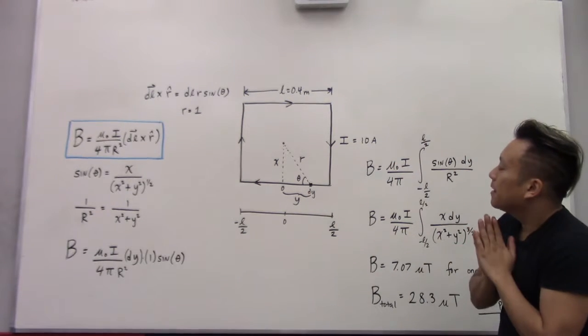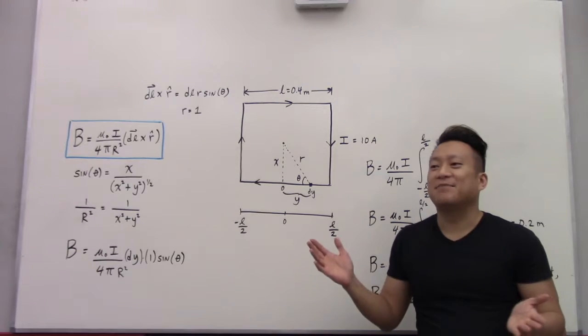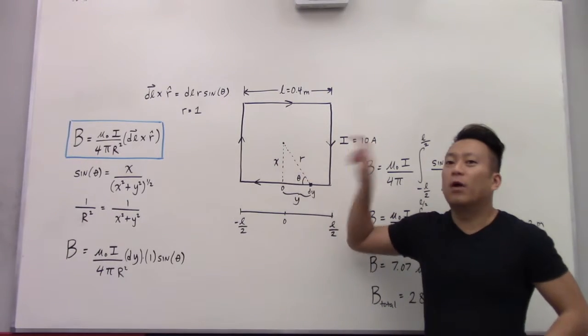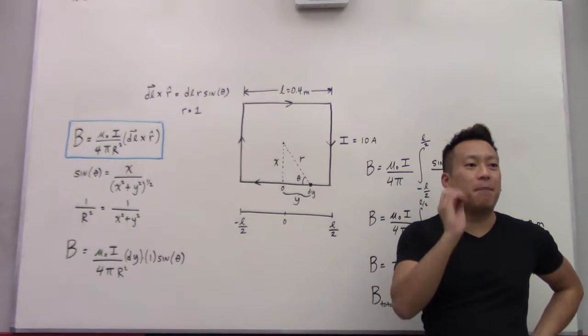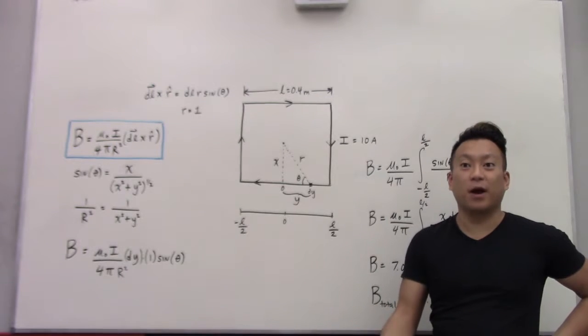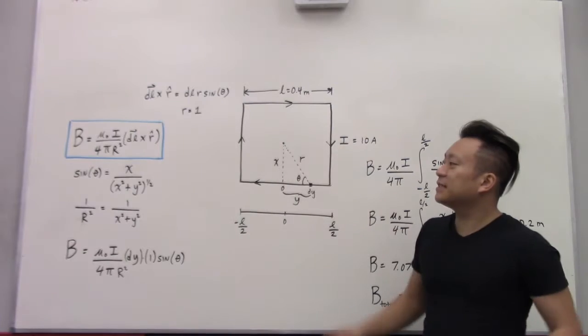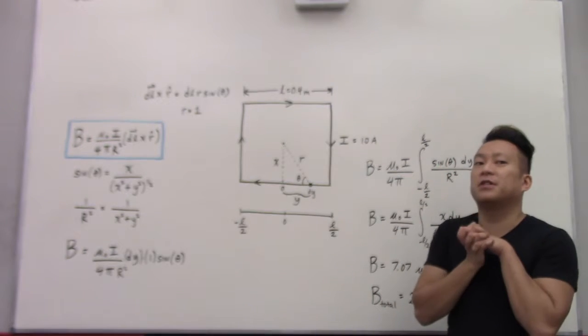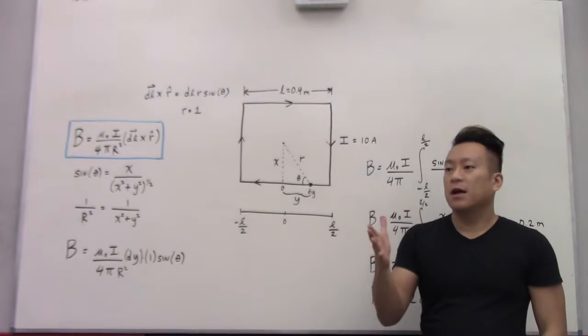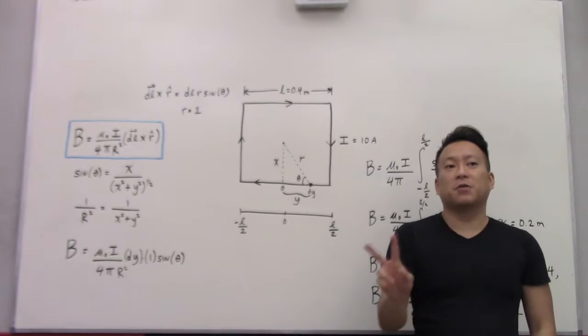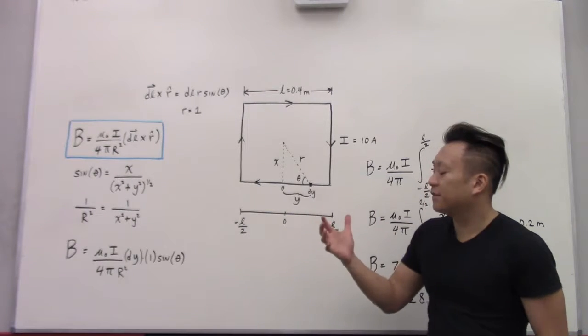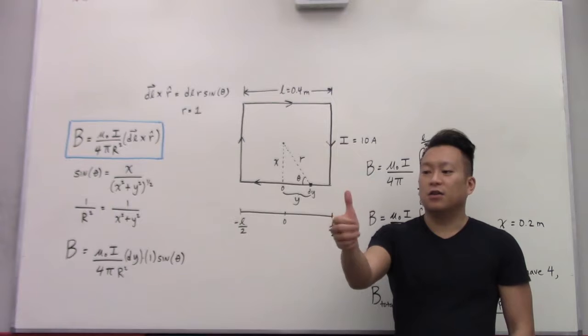Because the problem, I didn't mention, is asking what is the magnitude and direction of the magnetic field at the center of the square current loop, right? So let's tackle the easiest part, which is the direction. There are two right-hand rules. I'll explain them a little bit later. But the second one is the one where you grab.